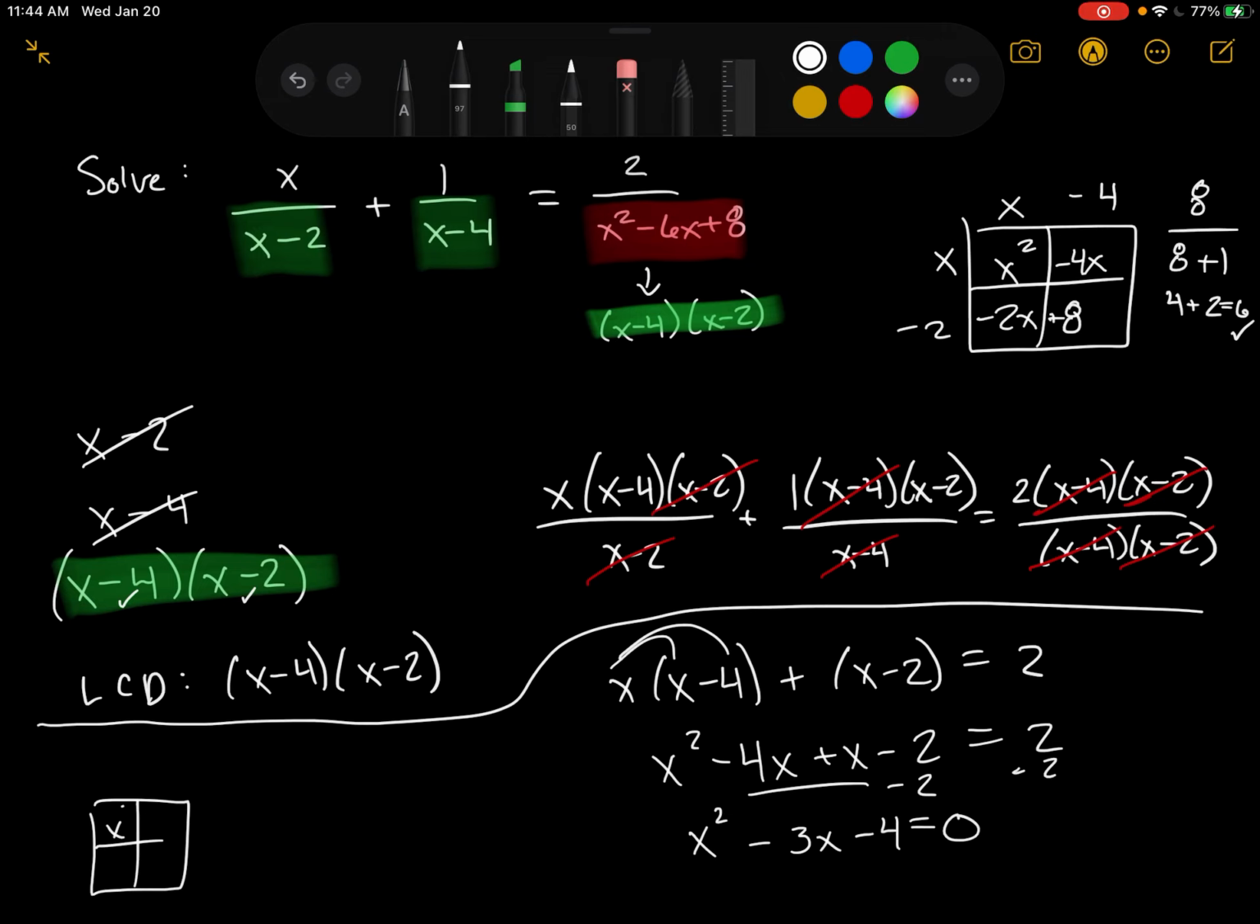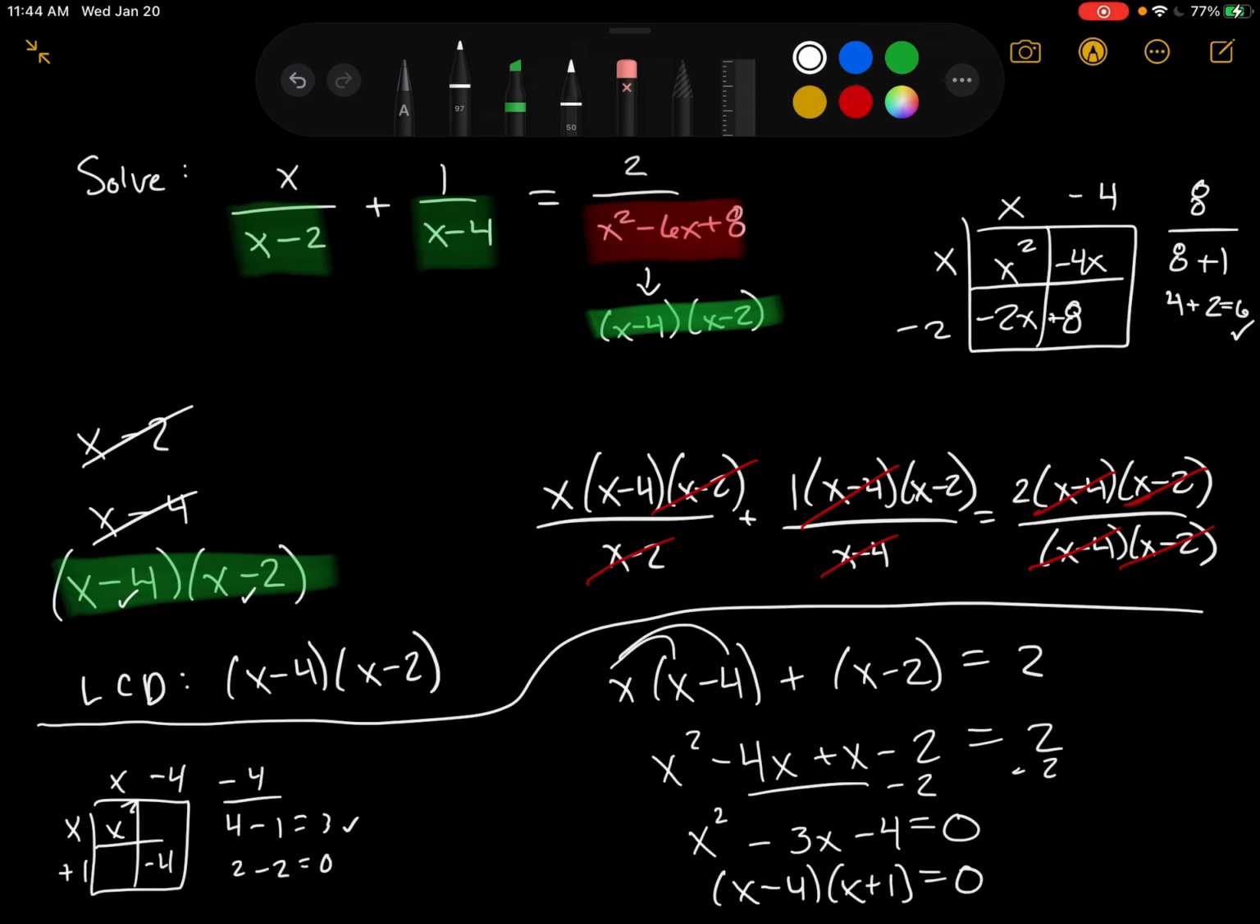In our box, we have x squared and minus 4. So we can use 4 and 1, or we can use 2 and 2. It's a minus, we're going to subtract these. Looks like 3 is our match. And it's a negative 3 specifically, so let's put the negative with our bigger number. And that's going to work for us. So x minus 4 and x plus 1 equals 0.